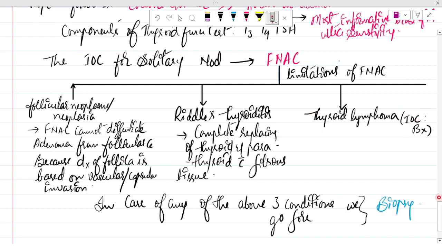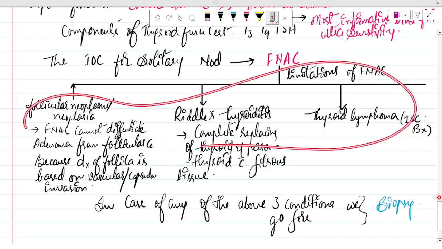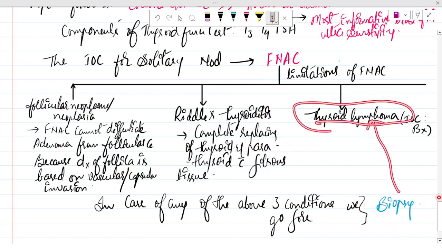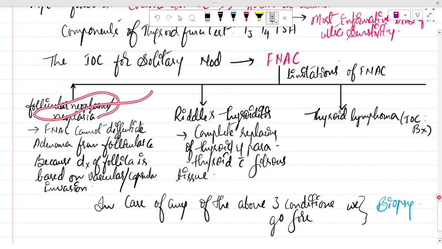Now, what investigation will you do in these three conditions? Follicular neoplasia, Riedel's thyroiditis, and thyroid lymphoma. You will simply go for biopsy. Biopsy is the investigation of choice in thyroid lymphoma. Okay. Now, why can FNAC not be done in neoplasia?